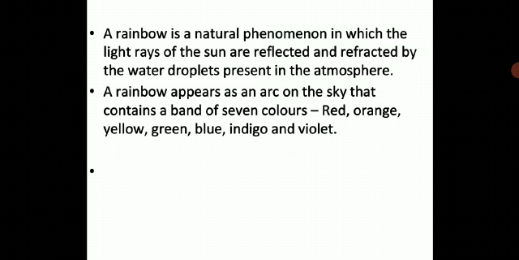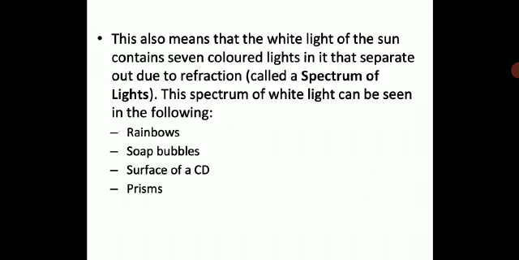And a rainbow appears as an arc in the sky that will contain a band of seven colors: red, orange, yellow, green, blue, indigo, and violet. So these are the seven colors of a rainbow, as you all know. Please take this down in your notebook, children.